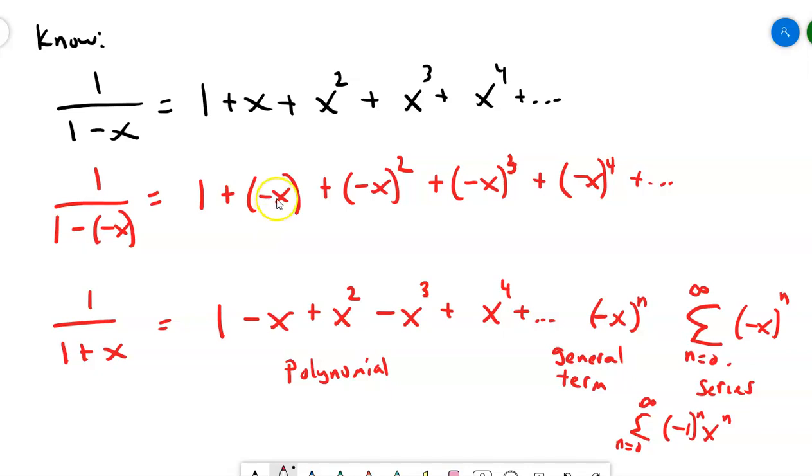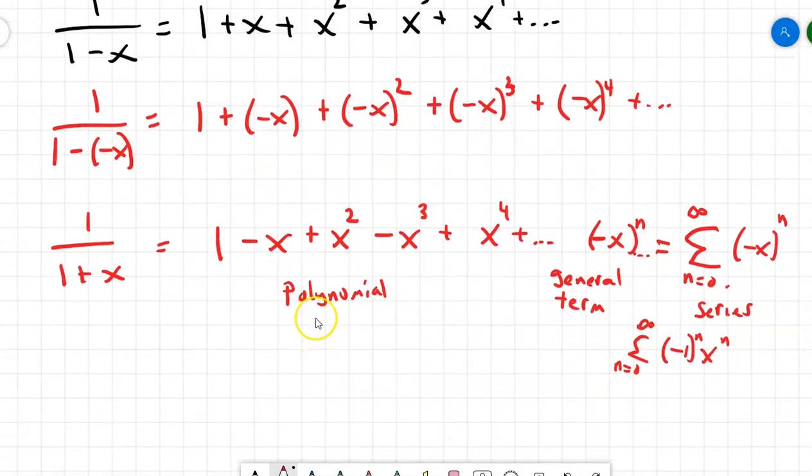All right, so I've got the polynomial part, I've got the general term, and then this whole thing, if I keep carrying this out, is equal to the actual series of negative x to the n starting at 0 and going to infinity. And that's a polynomial representation for 1 over 1 plus x. In other words, what I've done is I've taken something that is clearly not a polynomial, right? 1 over 1 plus x, clearly not a polynomial, and I've turned it into something that is a polynomial.